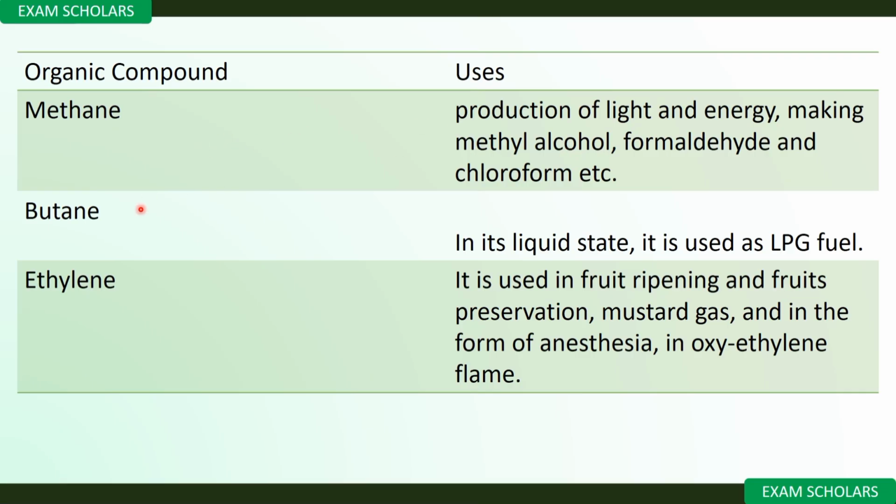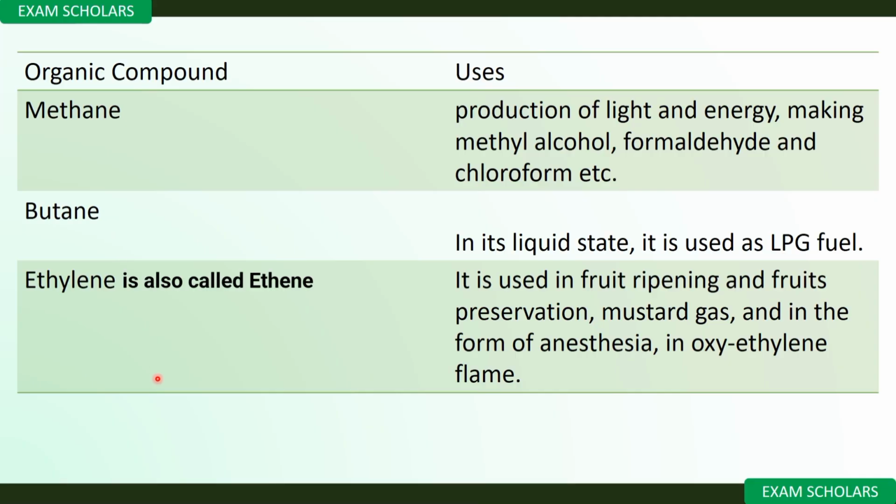Now we have butane. In a liquid state, it is used as LPG fuel. The gas used as cooking gas, some is butane and some is propane. The one that usually smells, that has the skunk smell, is butane. When you use gas, you discover that there are some gases that smell. The one that is light is propane, and the one that has the deep skunk smell is butane. So butane can be used as LPG fuel.